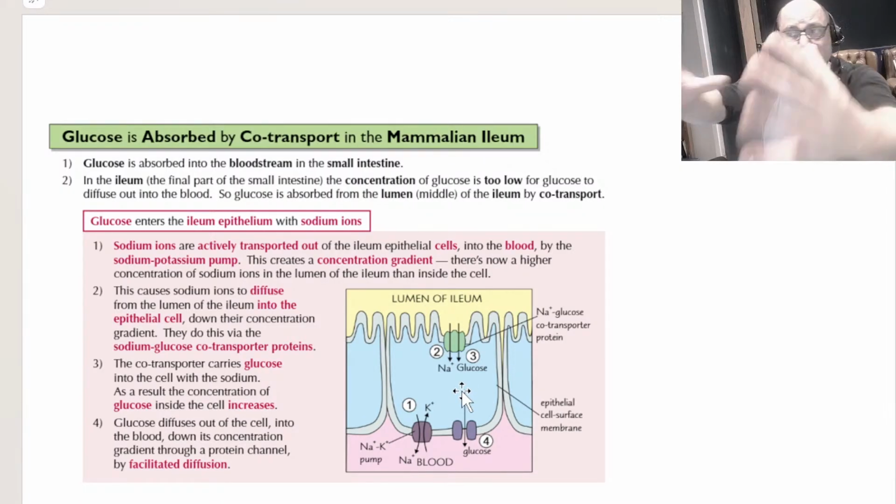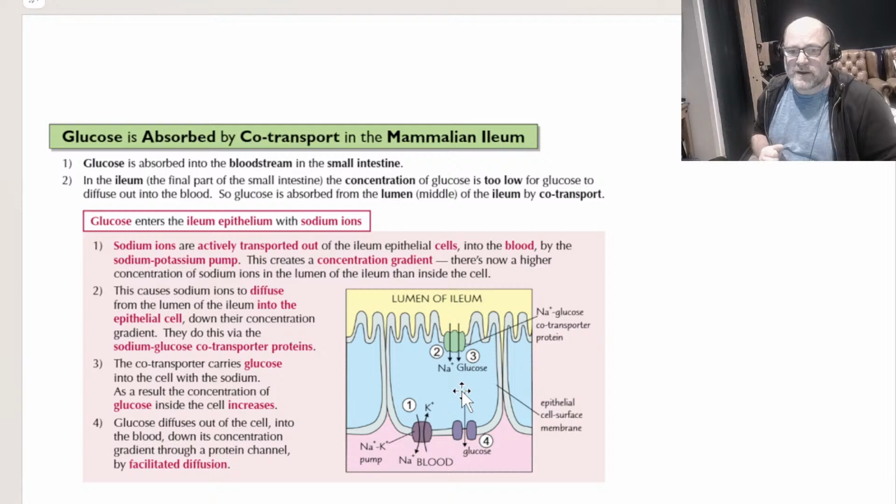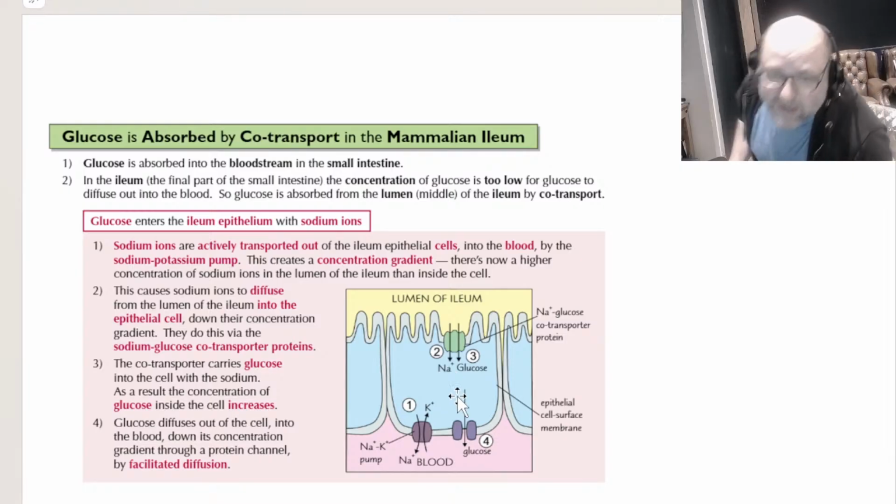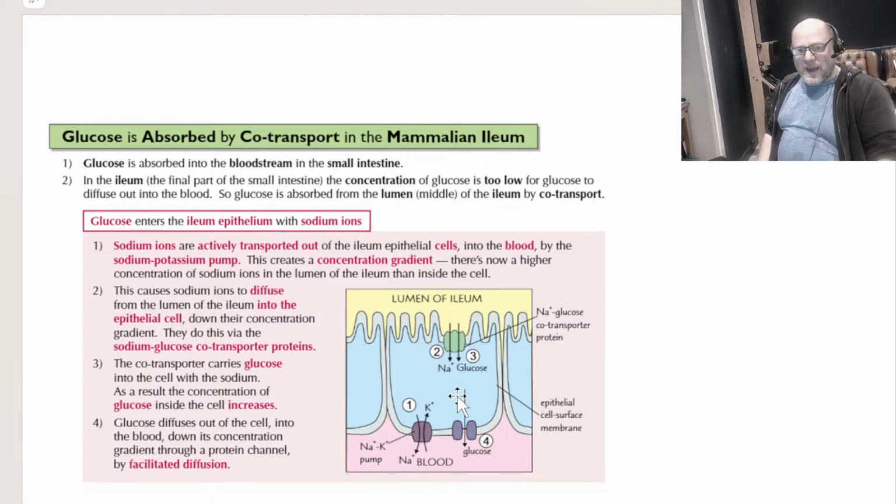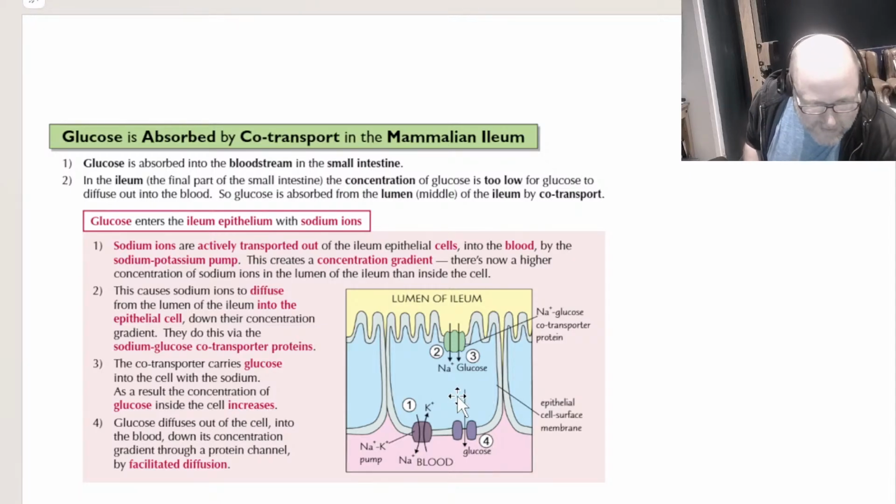The glucose is moving against its concentration gradient, but the glucose isn't being actively transported. It's actually diffusing against its concentration gradient because, I know, how can you get diffusion against the concentration gradient? Because the sodium is diffusing in and dragging the glucose with it. Anyway, complicated. What you really just need to know is that's called co-transport. Sodium and glucose move by co-transport in the ileum, but that's a little bit complex.